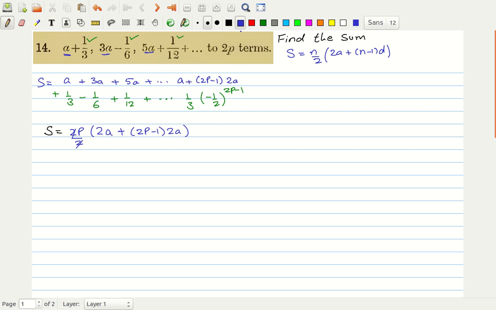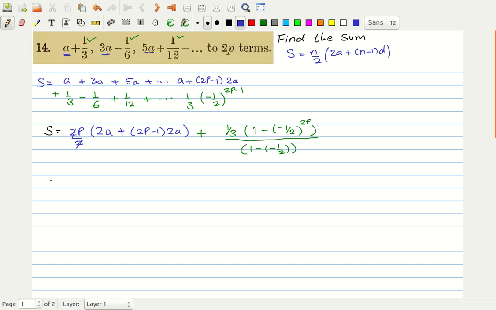The second part of the sum is the geometric progression, which we can write as plus 1 by 3, which is a, times 1 minus minus half to the power n, which is 2p, divided by 1 minus r, which will be 1 minus minus half, and this is it. This is our sum. We can simplify it if we want to.